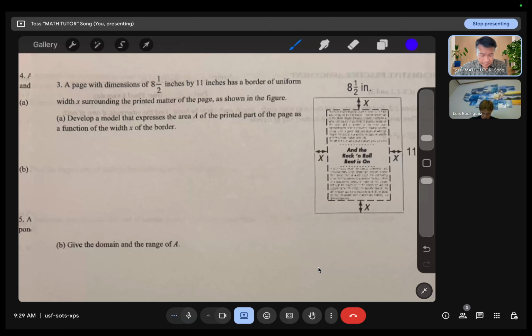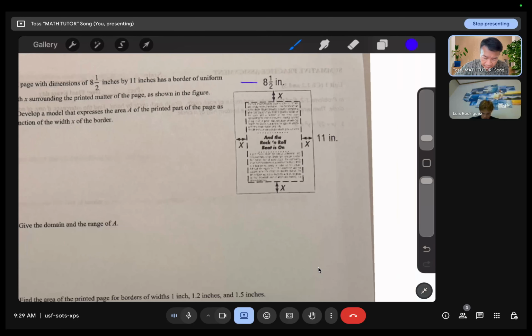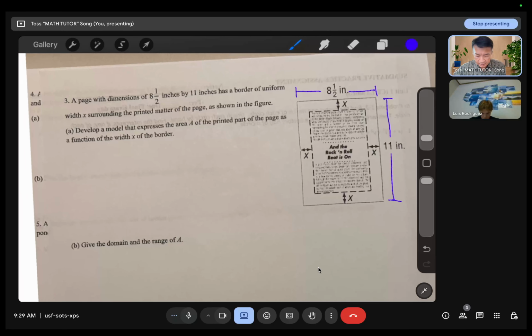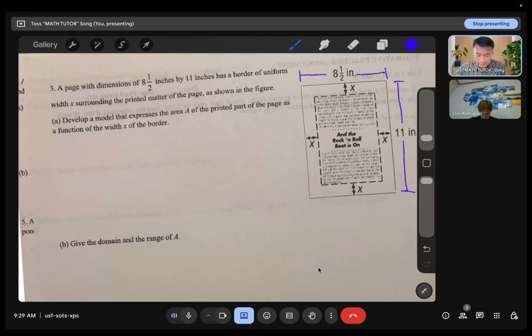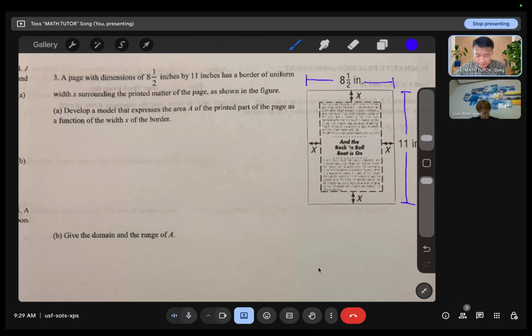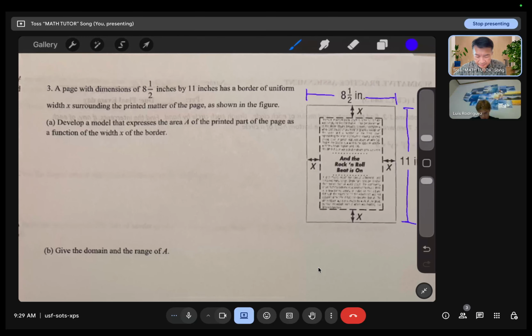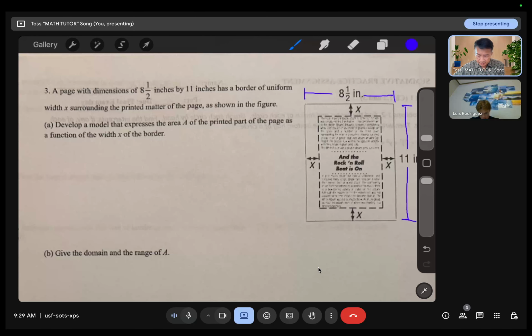Okay, so careful here, okay? They're saying from here to here, it's 8.5. From here to here, including the x in it, all the x's, the two x's from both sides. Yeah, I'm pretty sure that's what they're saying. The page, yeah. The margin, like the typical paper I used to write or print. Let me see.